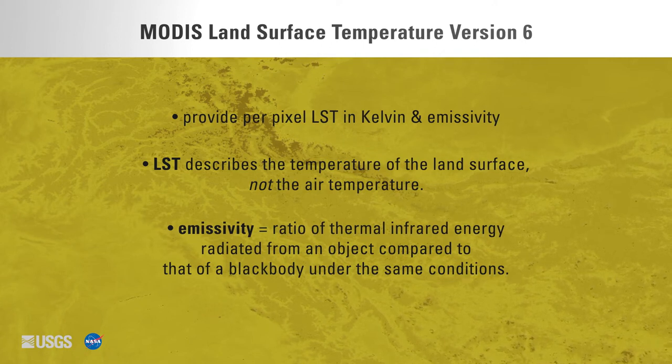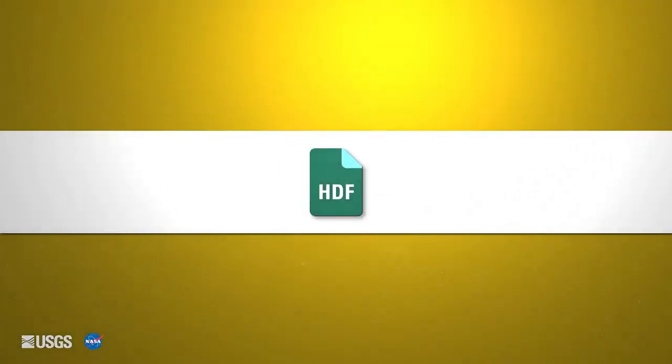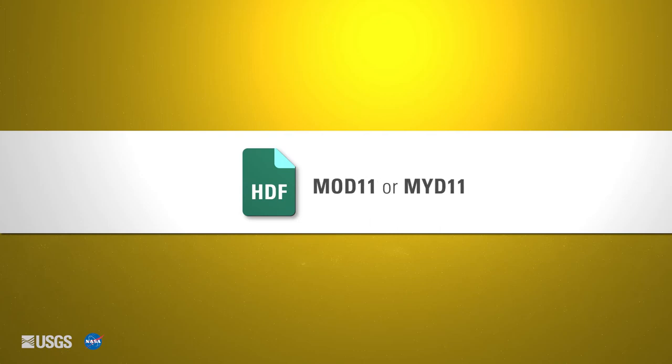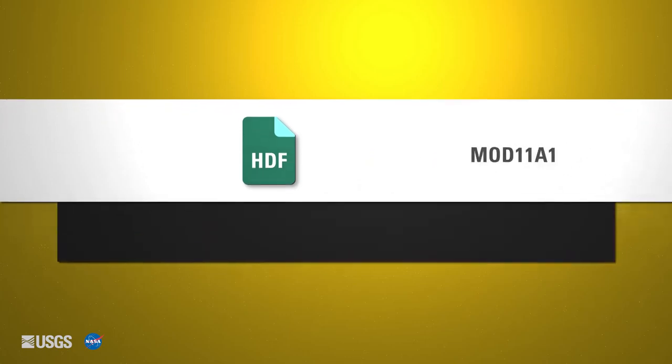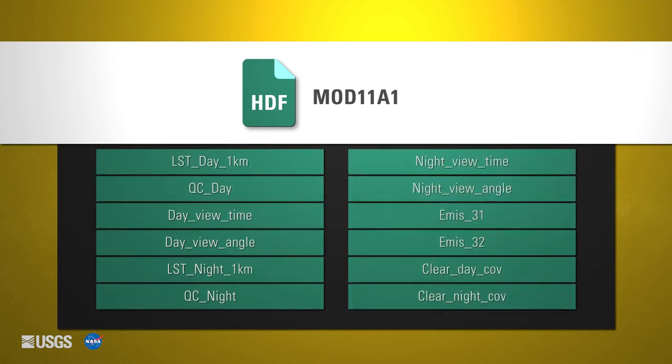MOD11L2 and MYD11L2. MODIS land surface temperature products are distributed as hierarchical data format, or HDF files. The file name contains MOD11 indicating Terra MODIS observations, or MYD11 for Aqua MODIS observations. Here is a visual representation of the data stored within a single Terra MODIS version 6 daily land surface temperature and emissivity 1 km Level 3 gridded product, MOD11A1 HDF file.